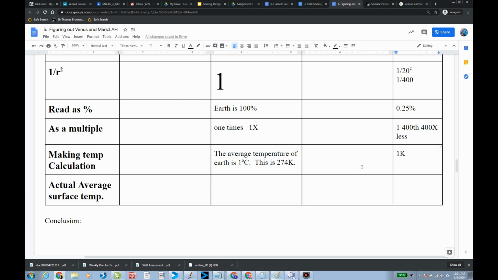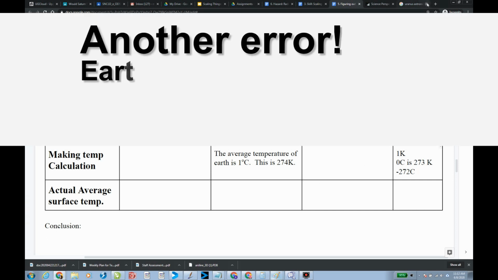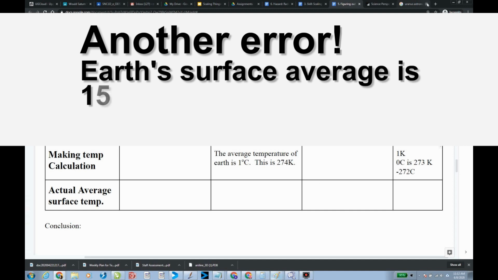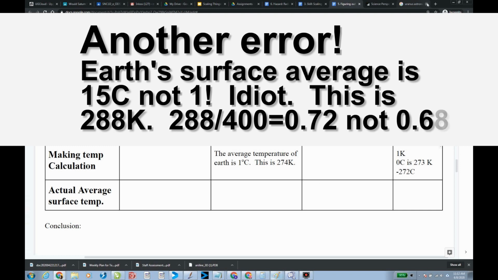Now, if 0 C is 273 K, then 1 Kelvin is minus 272 Celsius. It's cold. Here's another case of an error I just found. The surface temperature of Earth is 15 degrees Celsius, which is 288 Kelvin. It won't change the answer at all, it's within my rounding. But this is where I like the learning at home. It's allowed me to catch mistakes that I didn't know were there and fix them on the spot.